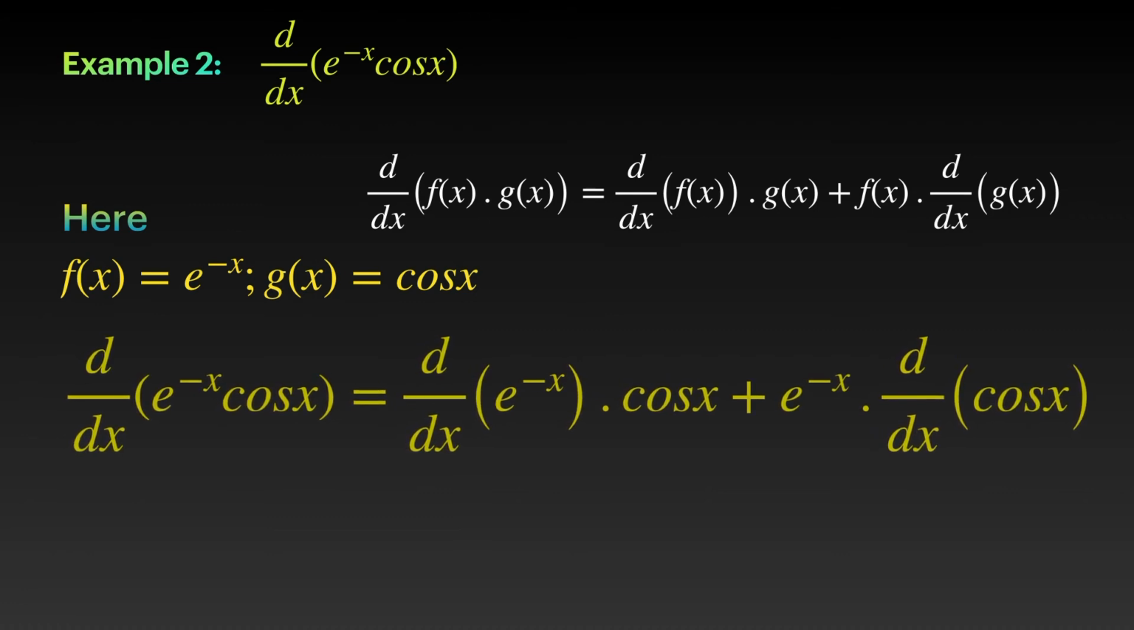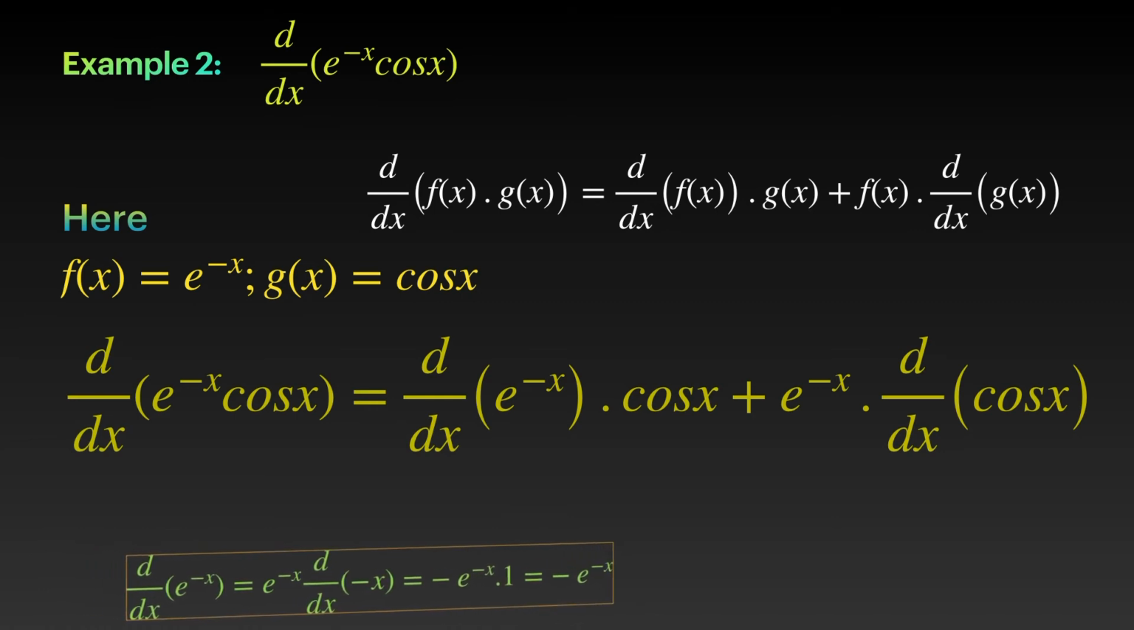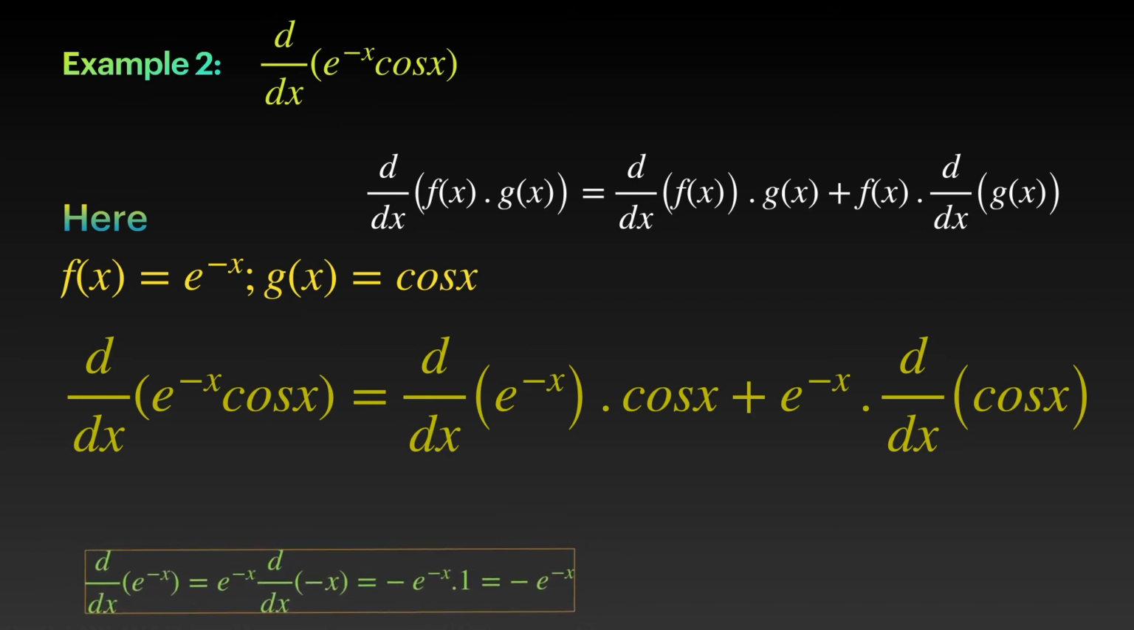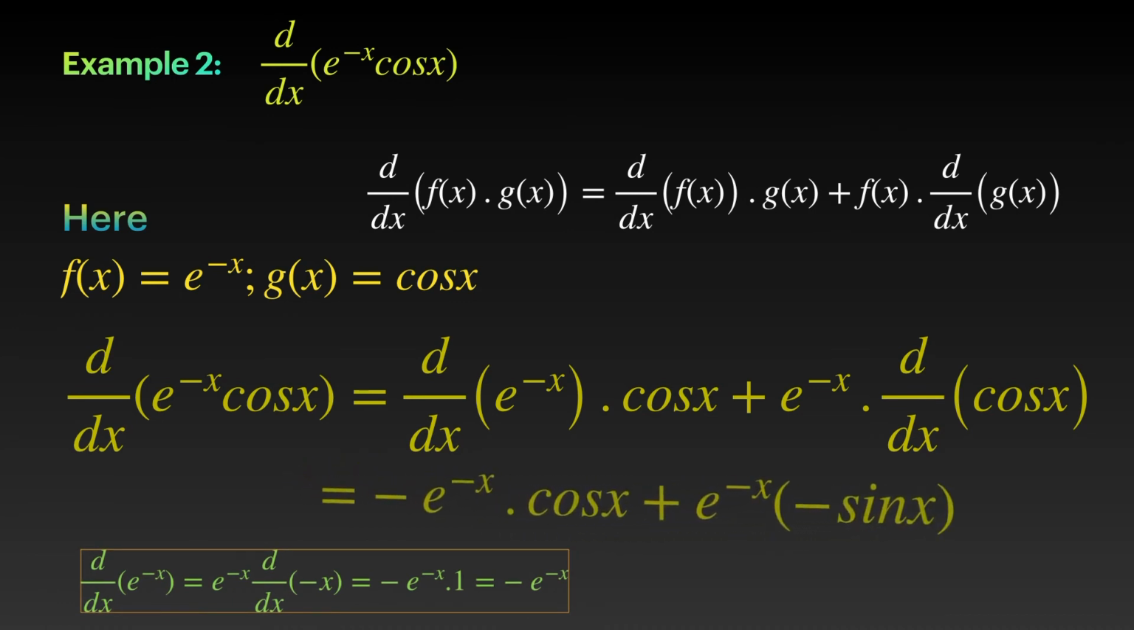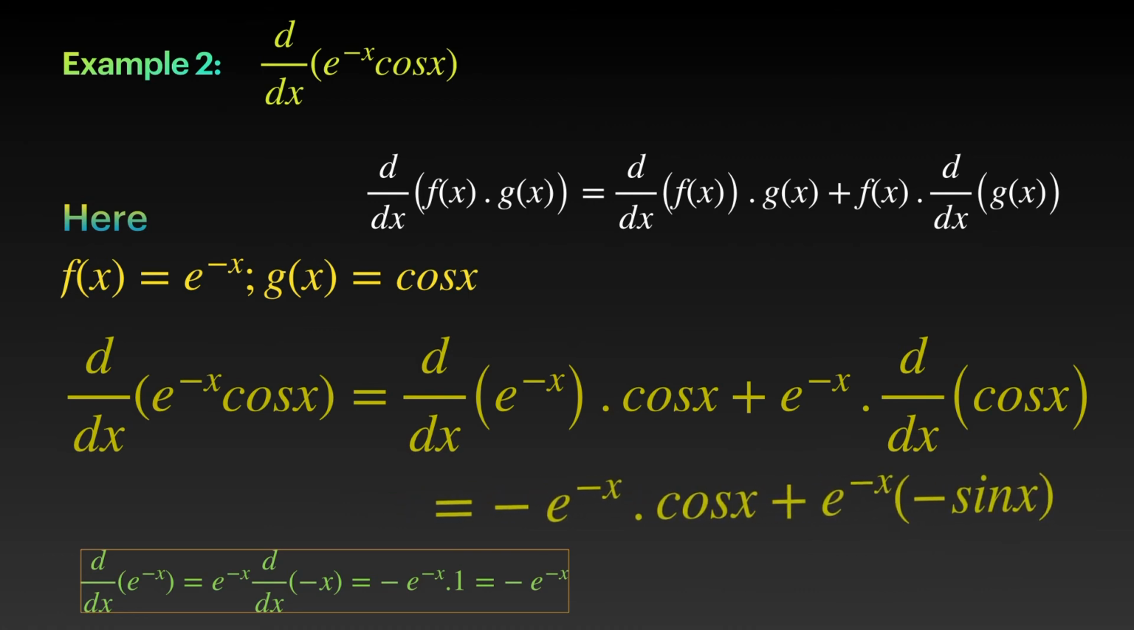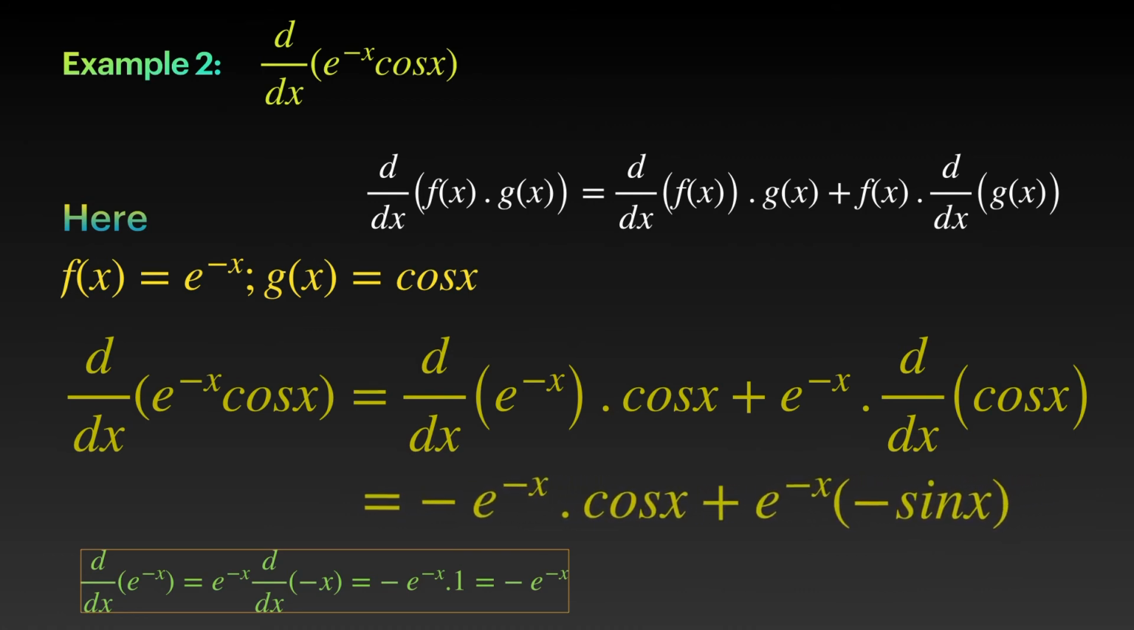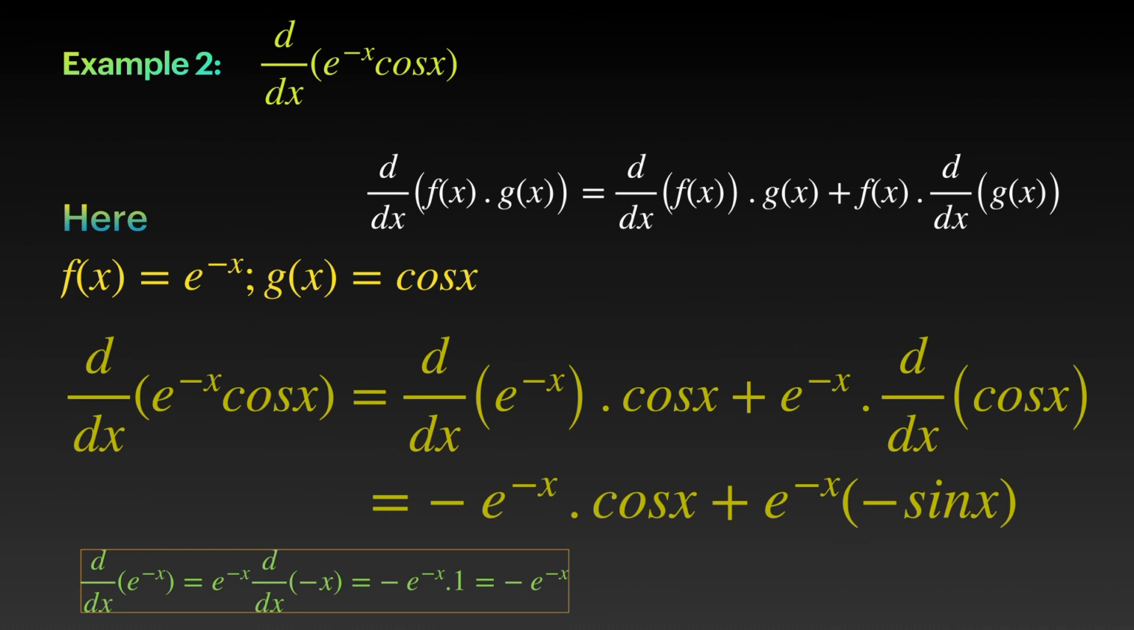What is the derivative of e raised to the power minus x? By the formula, e raised to the power minus x remains as it is, and we take the derivative of the power, which is minus x, and by the power rule the derivative of minus x is minus 1, and we get the answer for the derivative of e raised to the power minus x equal to minus e raised to the power minus x. Cos x remains as it is plus e raised to the power minus x, and the derivative of cosine x is minus sin x. That is the answer.